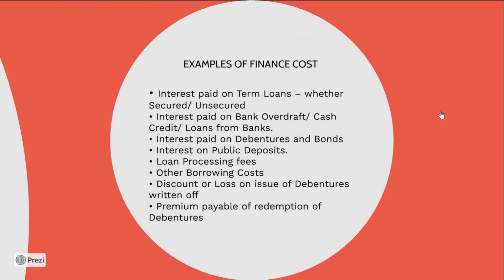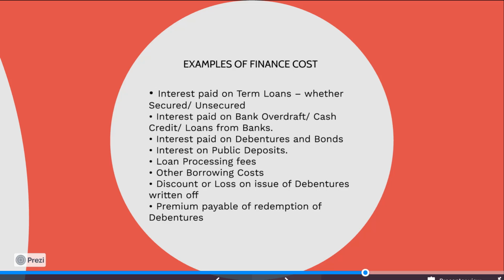Examples of finance cost: interest paid on term loans, whether they are secured or unsecured; interest paid on bank overdraft, cash credit, or any other loan taken from the bank; interest paid on debentures and bonds; interest paid on public deposits; any loan processing fees incurred, or any other borrowing costs incurred will be under this head. The discount or loss on issue of debentures written off will also appear under this head, and the premium payable on redemption of debentures also will appear under this head.